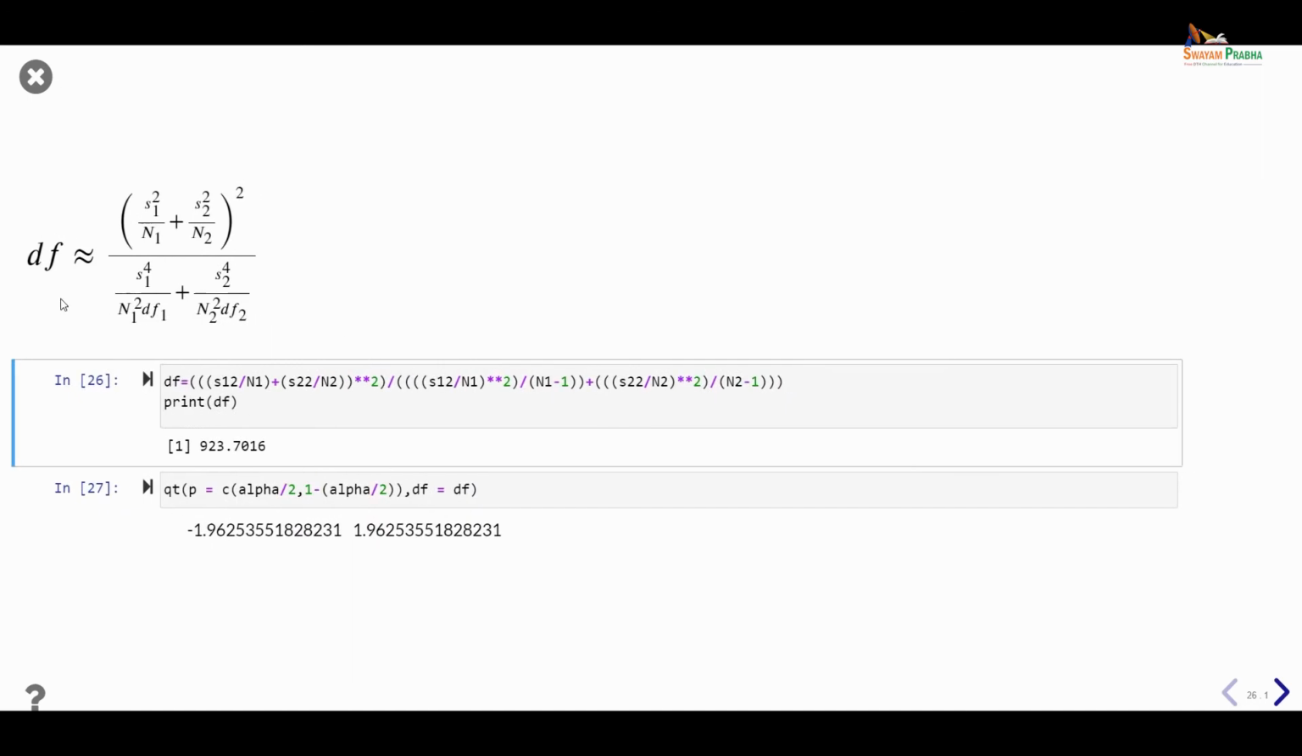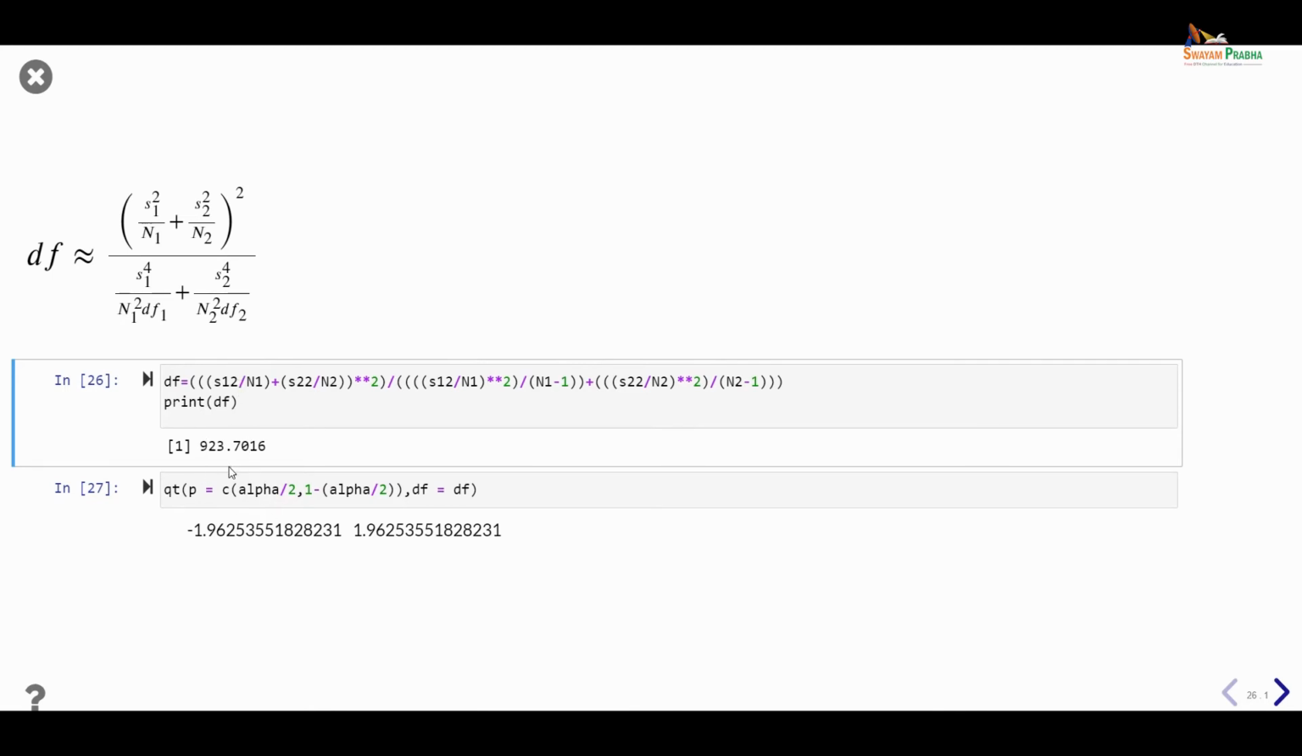So let's now compute the degrees of freedom. Instead of having S1 square, I just have the variance here, and similarly S1^4 will be variance squared. So similarly for the others as well. Once you substitute the corresponding values in this term, you will get a value of degrees of freedom, which is equal to 923.70.